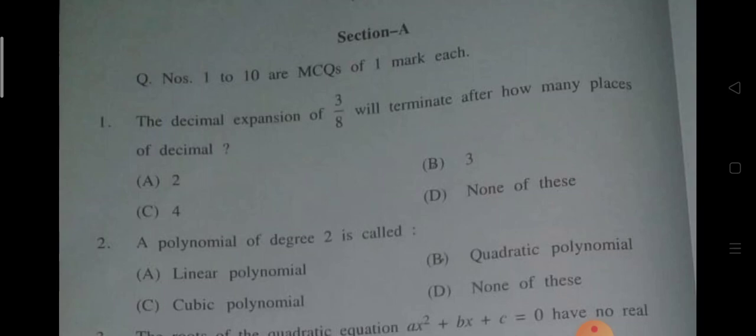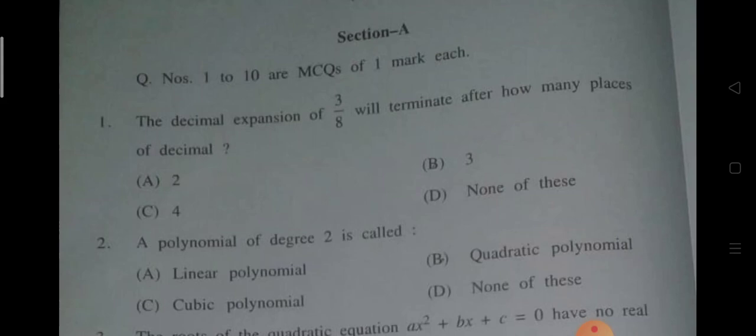So in today's lecture, I am going to discuss a very important paper. It's of the winter zone, Jammu and Kashmir Board of School Education. Today we will try to discuss the MCQs part of the paper that was asked in the maths exam of winter zone by the Jammu and Kashmir Board of School Education. So let me take the first question.